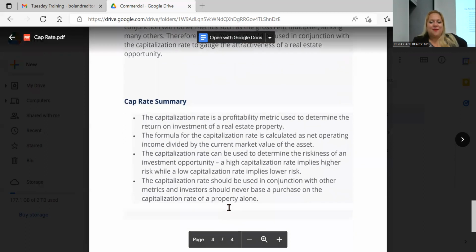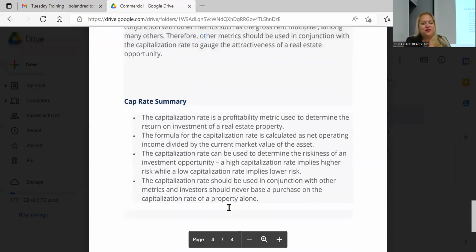So summary, the cap rate is a profitability metric used to determine the return on our investments. The formula of cap rate is net operating income divided by the market value. The cap rate can be used to determine the risk of an investment opportunity. High capitalization rate implies higher risk, while low implies lower risk, even though you're not paying off that capital as fast. The cap rate should be used in conjunction with other metrics. So keep in mind, don't just focus solely on cap rate.